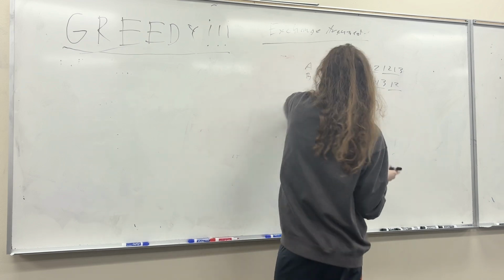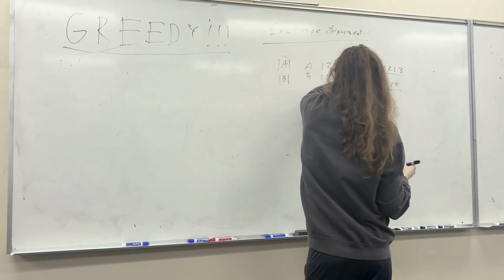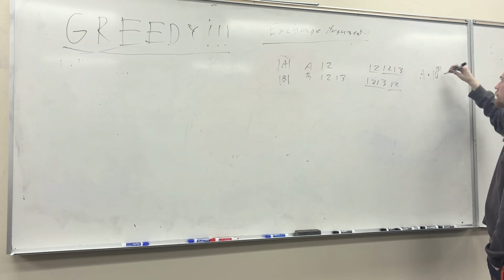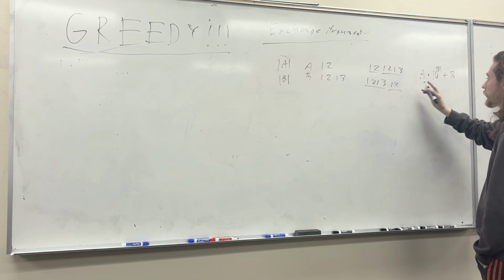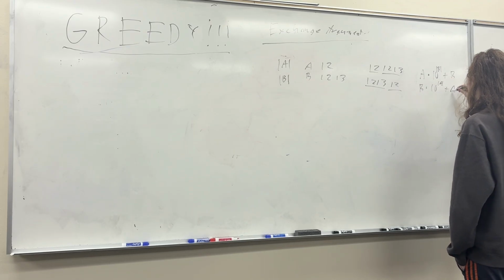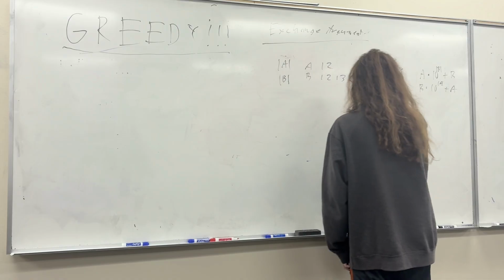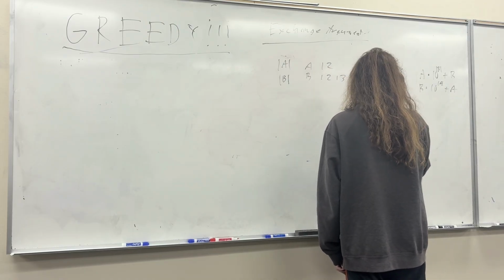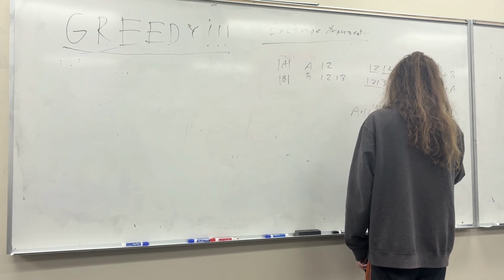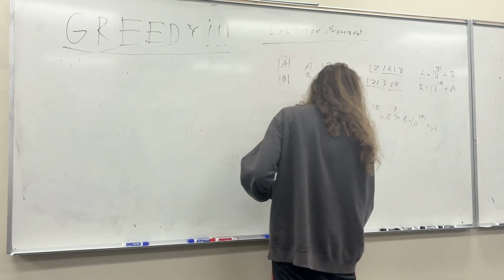So, what is this value? This is the number of digits in A, this is the number of digits in B. So we take A times 10 to the size of B, plus B. We compare that to B times 10 to the size of A, plus A. So we compare these two things. A times 10 to the size of B, plus B, greater than B times 10 to the size of A, plus A.